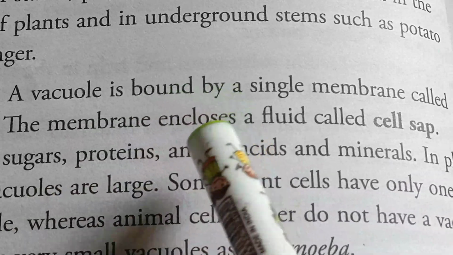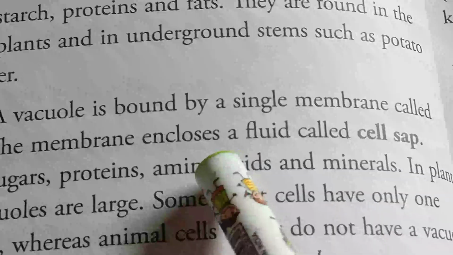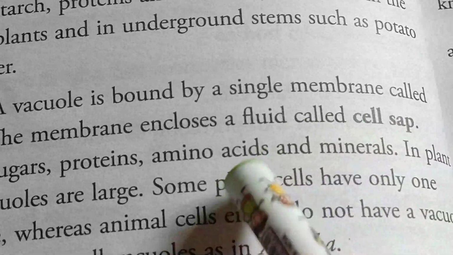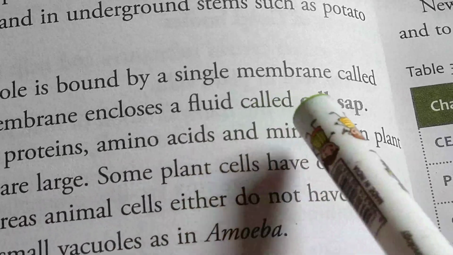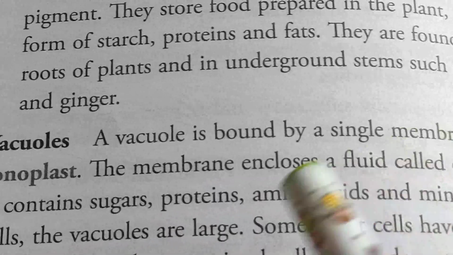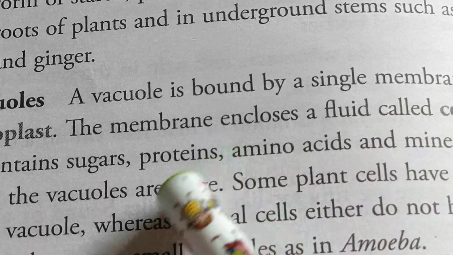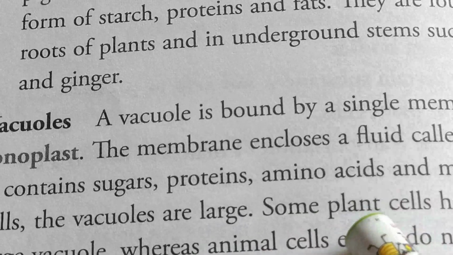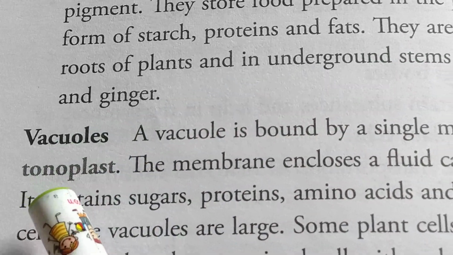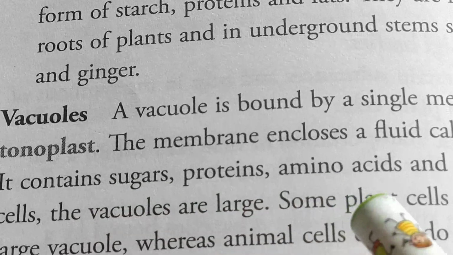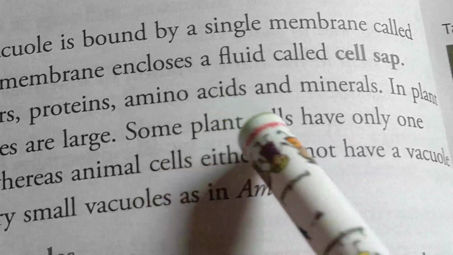A vacuole is bound by a single membrane. Plastids are double membrane, whereas a vacuole is a single membrane cell organelle. It is also known as tonoplast. The membrane encloses a fluid called cell sap. The fluid inside the tonoplast is called cell sap. It contains sugar, proteins, amino acids and minerals.